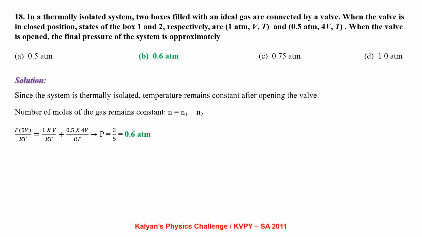Since the system is thermally isolated, temperature remains constant after opening the valve. Number of moles of the gas also remain constant, so we can write N equal to N1 plus N2. Applying ideal gas equation, PV equal to nRT, N equal to PV by RT. So P into 5V by RT equal to 1 into V by RT plus 0.5 into 4V by RT, which gives P equal to 3 by 5, that is 0.6 atmosphere.